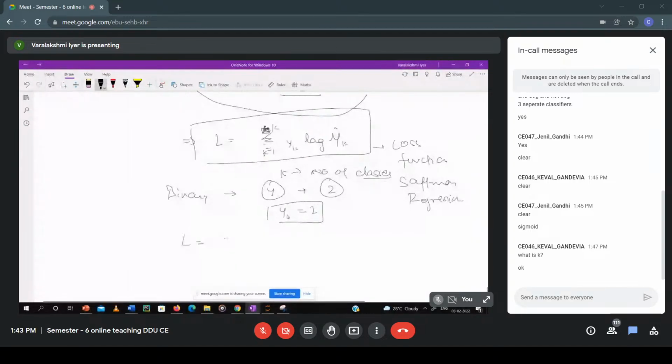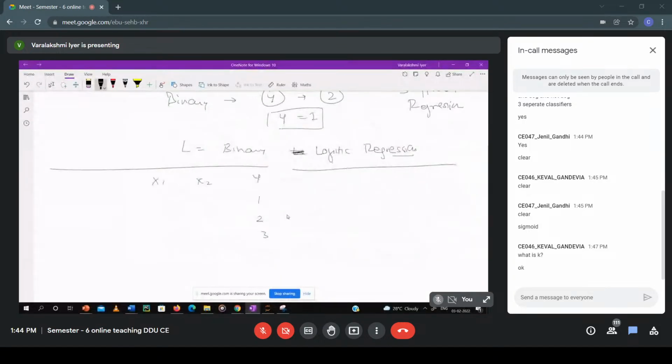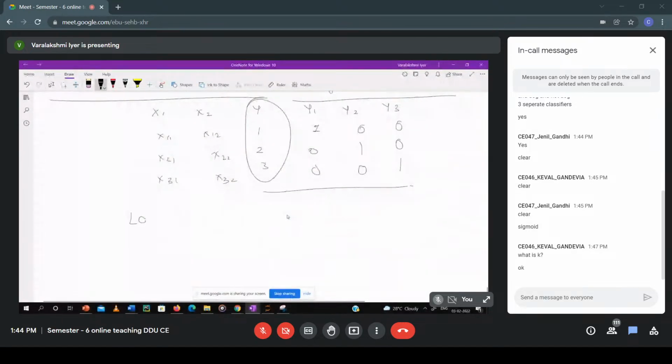Let us take an example. For example, we have x1, x2, and we have a y output of 3 classes, with rows x11, x12. For y, we will be generating 3 y's here, which will be 1, 0, 0, then 0, 1, 0, and 0, 0, 1. And so your loss function, in this case, for each row, you'll be having a different loss function, yes or no?